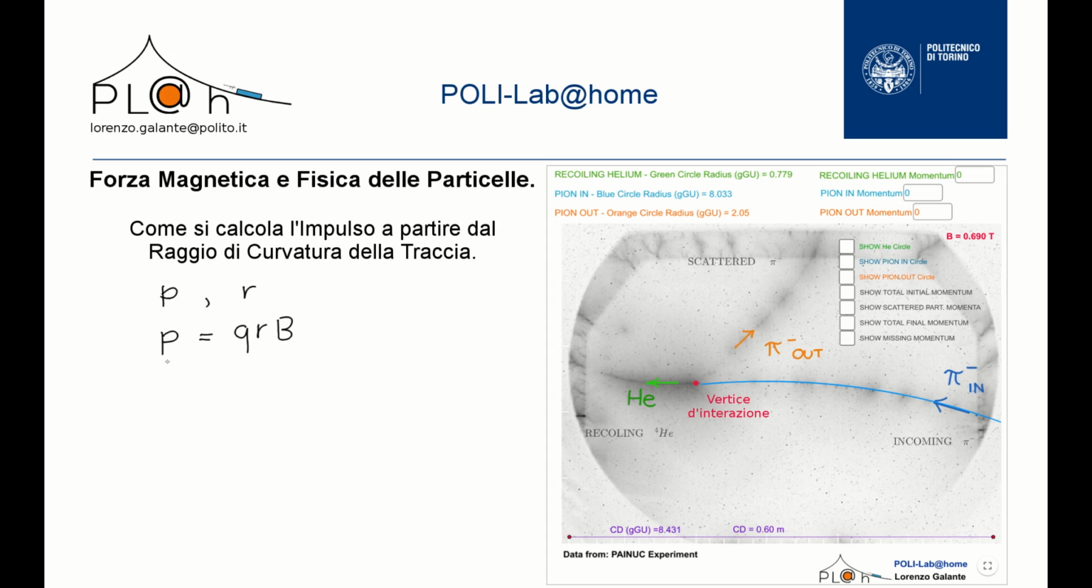Let's evaluate the momentum of the pion. The charge q of the pion is well known. It has the same charge of the electron, that is 1.6 times 10 to the minus 19 coulomb. The curvature radius was measured with the previous activity, and the magnetic field intensity is written in red in the application at the top right corner. B is equal to 0.690 Tesla.